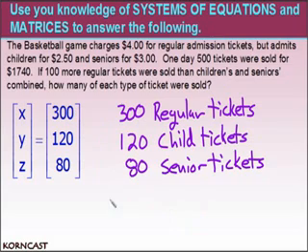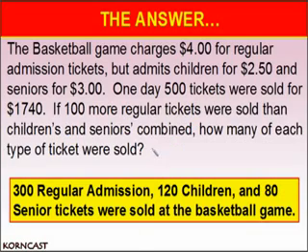Okay, so now that we've answered the question, let's answer it correctly. Because the problem asks us a question, we're going to answer it, and in order to do this problem correctly, we're going to answer it using a complete sentence. So our answer is as follows: 300 regular admission, 120 children, and 80 senior tickets were sold at the basketball game. And again, that answers how many of each type of ticket were sold.